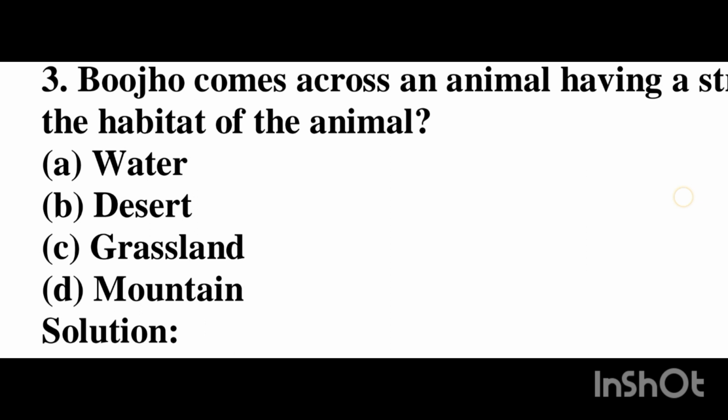Question number 4. Which of the following are characteristics of living beings? Respiration, reproduction, adaptation, excretion. Option A is first, second and fourth only. Option B, first, second only. Option C, second and fourth only. Option D, first, second, third, fourth.